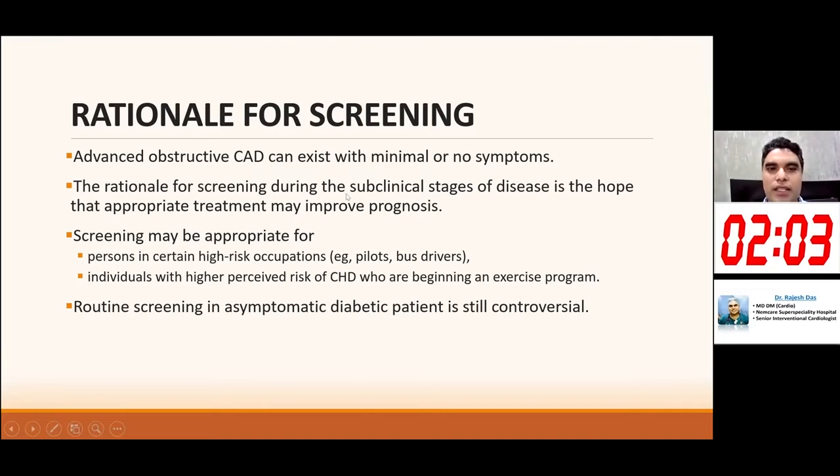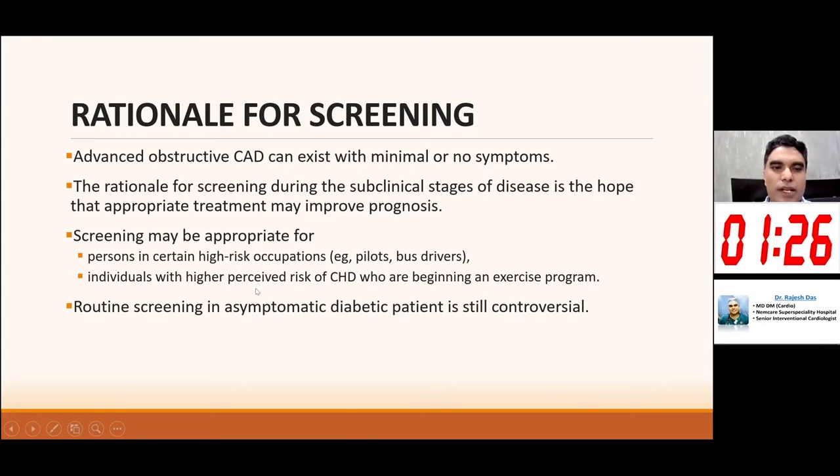The rationale for screening during the subclinical stages of disease is the hope that appropriate treatment may improve the prognosis. So with the hope of initiating a treatment which can improve the prognosis in a particular subset of patients, we can even screen asymptomatic patients. Screening may be appropriate for persons in certain high-risk occupations, like pilots, bus drivers, when sudden occurrence of a cardiac event may endanger the lives of many people.